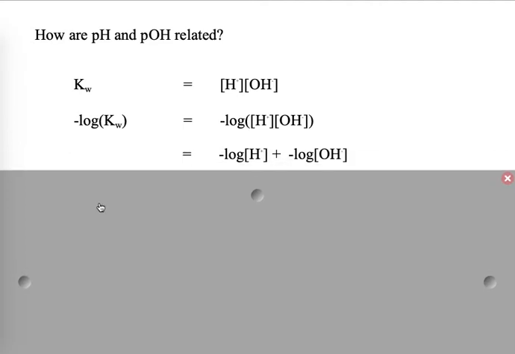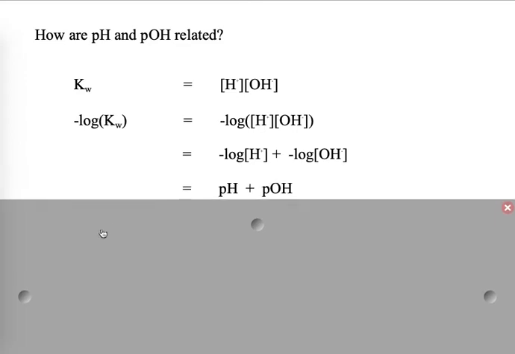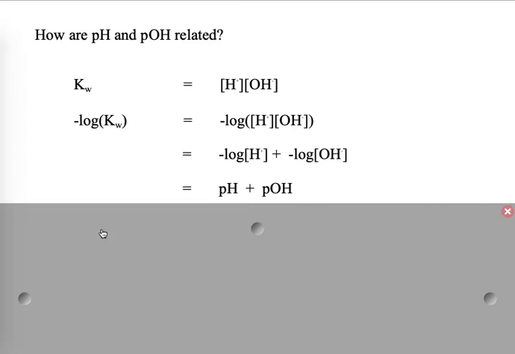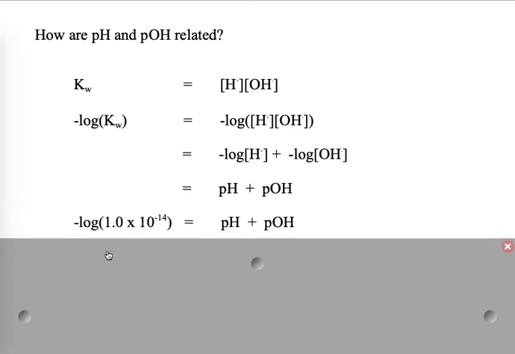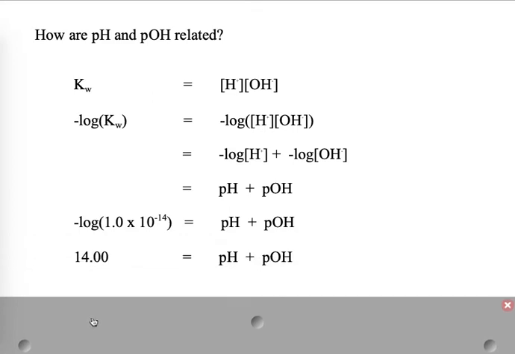Well, the right-hand side is simply equal to the negative logarithm of the hydrogen ion concentration plus the negative logarithm of the hydroxide ion concentration. Well, that's simply equal to pH plus pOH by definition. Well, Kw has a numerical value, 1.0 times 10 to the negative 14th, so I can actually evaluate that. The negative base 10 logarithm of 1.0 times 10 to the negative 14th is simply 14.00.